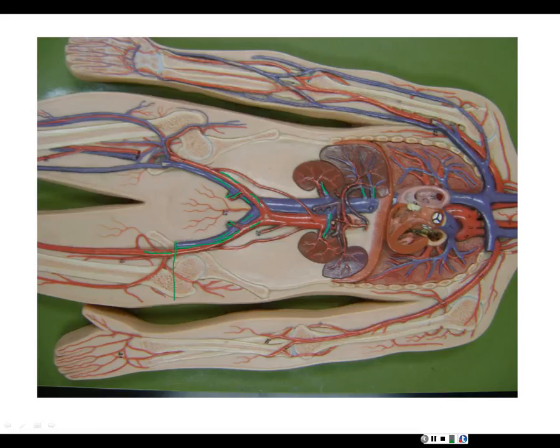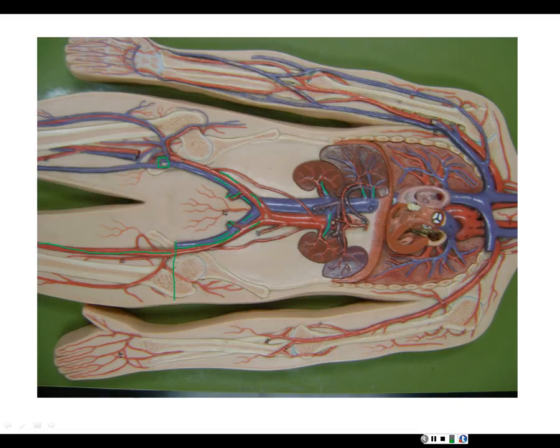We can see a portion of the femoral artery continuing down the leg. The femoral vein ends up cut off as a little stump only on the right side of this model. So it's suggested that you look on a different model to find an intact femoral vein.